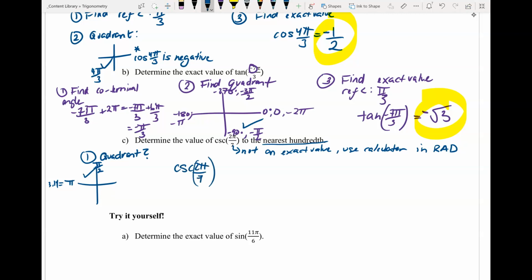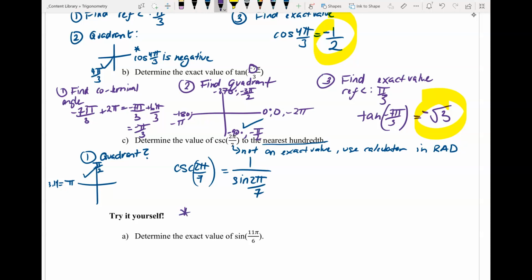So this is our question. It's cosecant, but we don't really like to deal with our reciprocal trig functions. So I'm going to change this into sine, and I can do that by taking the reciprocal. Remember, it's not the reciprocal of the angle, it's the reciprocal of the exact value. So all of this can be changed as 1 over sine of 2 pi over 7.